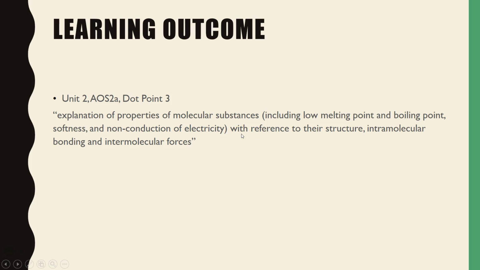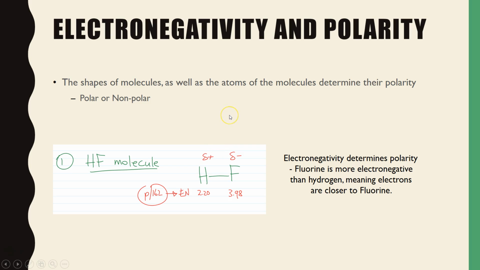In this lesson, we're going to be covering explanation of molecular substances and we'll preface the understanding of low melting point and boiling point in terms of intermolecular forces by looking at polarity. So, the shape of molecules and the atoms in those molecules determine the polarity of that substance, so whether a substance is polar or non-polar.